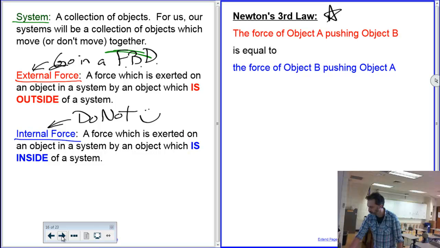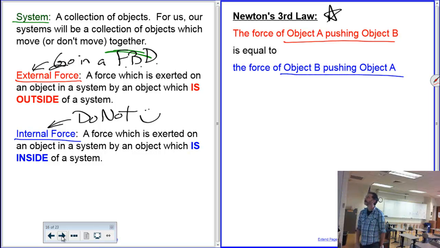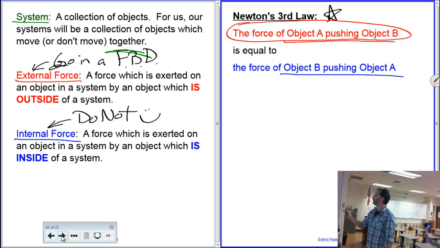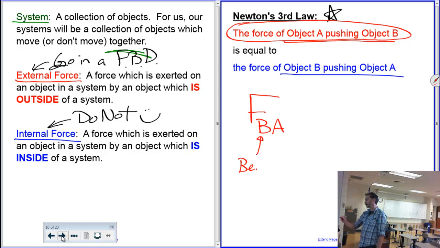So notation. Suppose I give you an example in which you've got object A pushing object B, and you've got object B pushing object A, okay? The notation we're going to use is this. The force of object A pushing object B is going to be written as the force on object B by object A, okay, which is backwards from the way that I would like to write it, but that's the notation that's usually used. So the first subscript letter represents the object being pushed, all right, and the second subscript letter represents the object doing the pushing, or pulling, I guess.